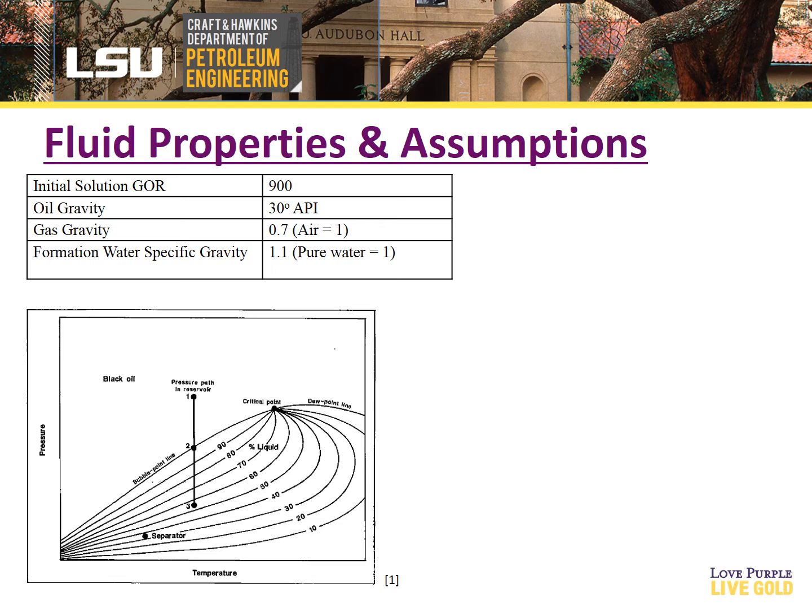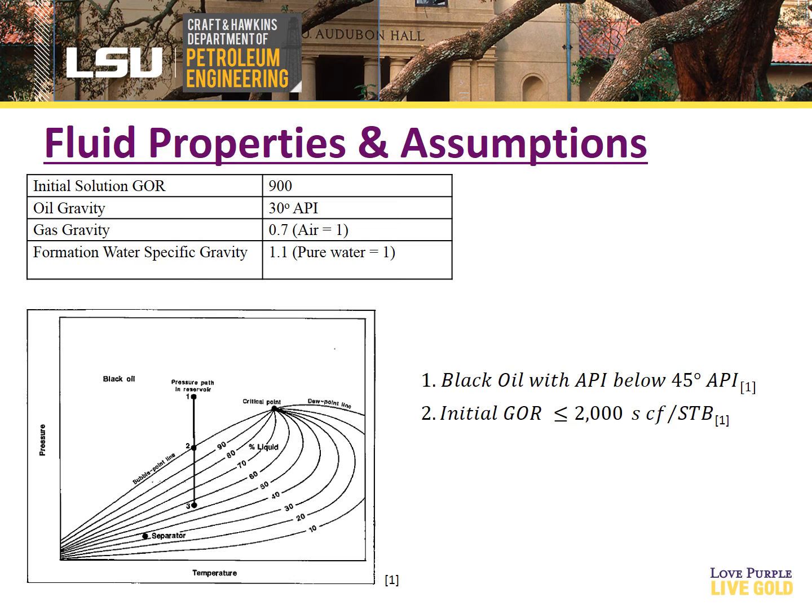The basic PVT data was given: gas-oil ratio 900 standard cubic feet per stock tank barrel, oil gravity 30 degrees API, gas gravity 0.7, and formation water specific gravity equal to 1.1. To establish our fluid model, two key parameters were used: gas-oil ratio and oil gravity. Since our oil gravity was 30 degrees API and our gas-oil ratio was 900 standard cubic feet per stock tank barrel, the black oil model is appropriate for our case.